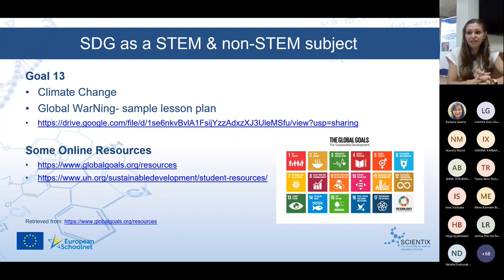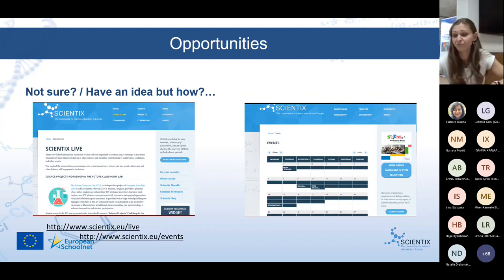On these links, you can find many other resources to work on SDGs. You can get inspiration for other goals, maybe, to implement in your classroom. Well, if you are still not sure about what to do, or have an idea but have not decided how to do it, I can suggest one last thing: Scientix webinars. These are like this one, other live events which can provide you the needed inspiration. Many different topics are taught in these events, and they can give you the assistance that you need to implement STEM subjects in your non-STEM subjects. Here are the links again for Scientix at the bottom of the page.